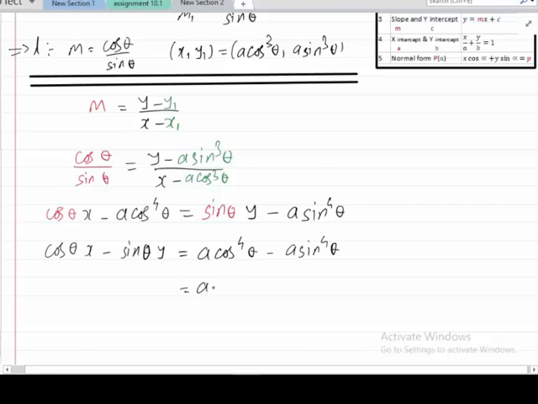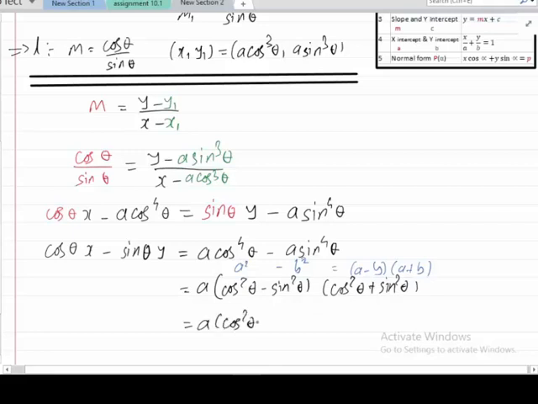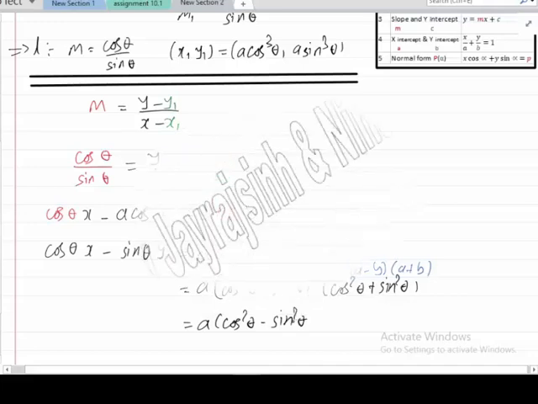We are almost there. Let's take a common and use the formula of a square minus b square, which is a minus b and a plus b. So let's write a minus b and a plus b, and we all know that cos square theta plus sine square theta is 1. So tada, we almost have our final answer.